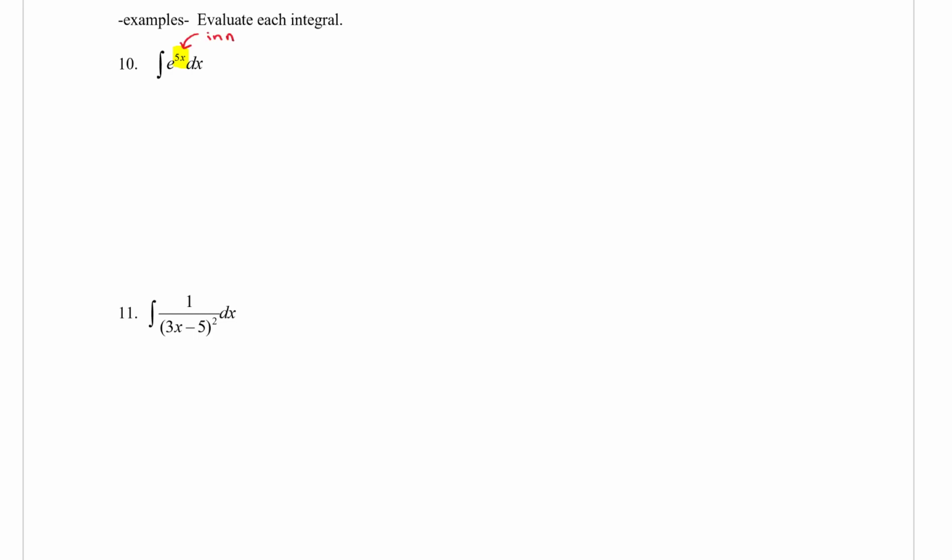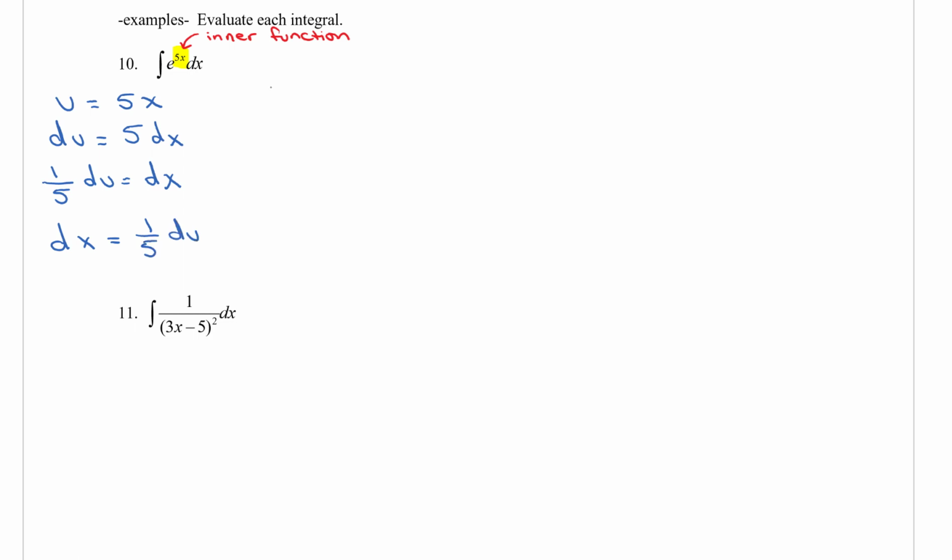And next to the arrow, I'm going to write down the words inner function, so you guys know exactly which is our inner function. Now I'm going to write down u equals 5x. Next, we need to find the derivative, so I'm going to find du. Du is going to be equal to 5 dx. Now we need to solve for dx, so that's going to be equal to 1/5 du is equal to dx. So dx is equal to 1/5 du.